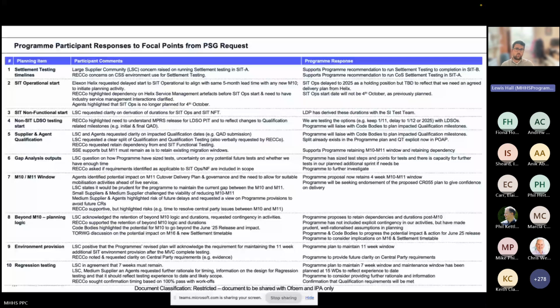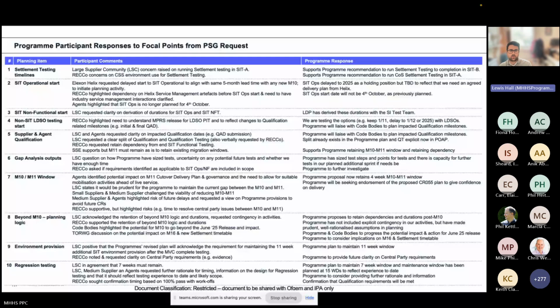So what do we need to do there? Does that need to move back in line with the M10 date? That's something else that we need to work through with our code body colleagues. And there are some other questions around, I know, what's been ongoing at TORIG around the M16 transition to the new settlement timetable, which won't necessarily form part of the scope of this, but needs to be bottomed out and will obviously have implications on the plan.